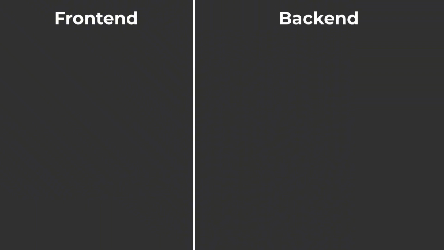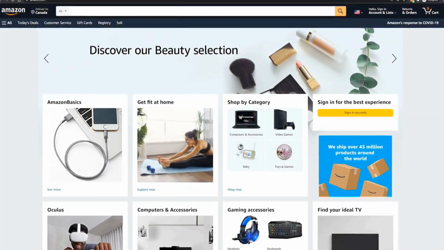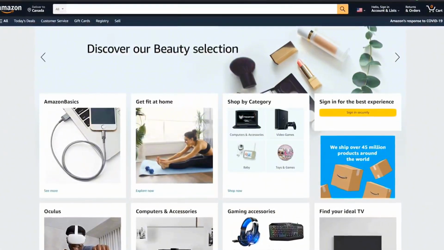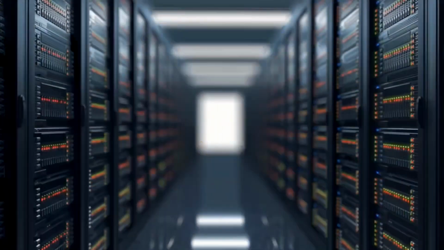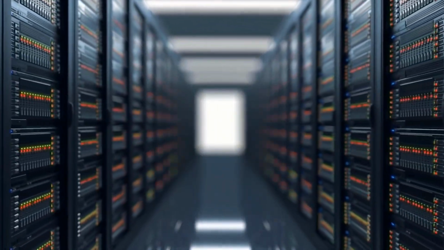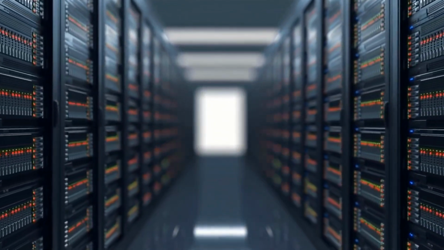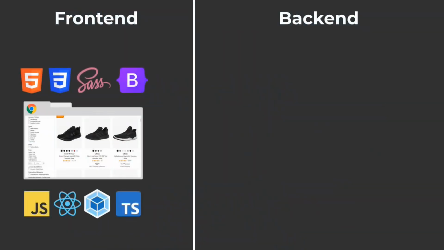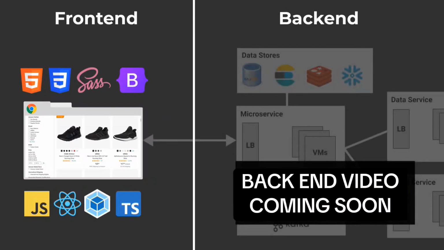Every website can be split up into two parts, the front end and the back end. The front end is all the visual stuff you see on the web page, the images, the text, the buttons, and the back end is what saves and manages your data, for example, your Amazon order history. In this video, I'm going to explain all the technologies that are used in the front end of a web application, and in another video, we'll explore the back end. Let's get started.